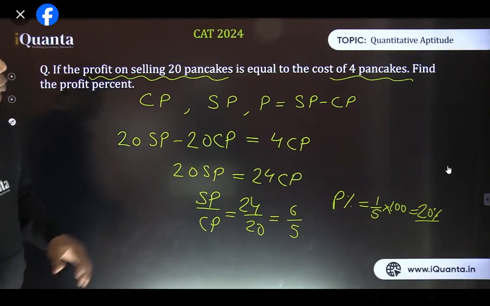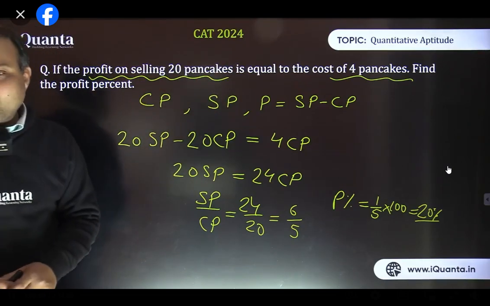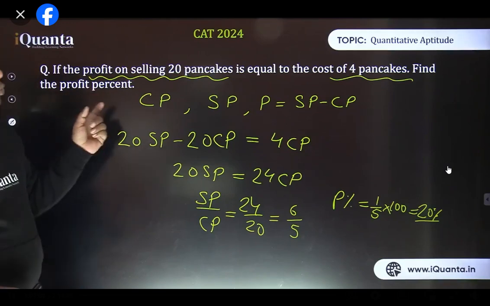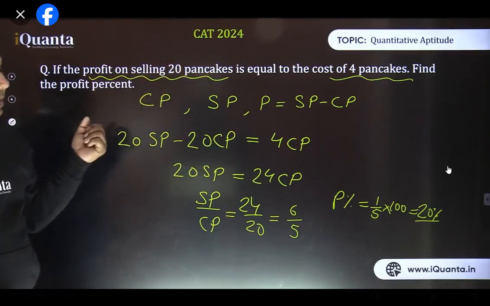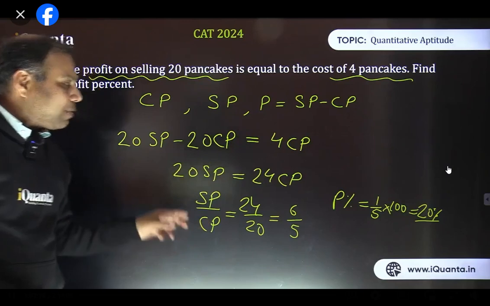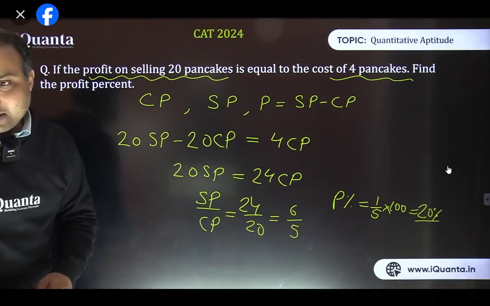So basically, as I said earlier also, this is a very famous variety and you can see similar variety questions in many places in different languages. We just need to write the correct equation as given in the statement, and we need to find what is the relation between SP and CP, or basically what is the ratio of SP and CP.